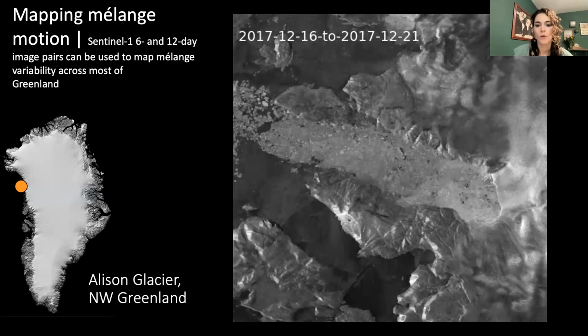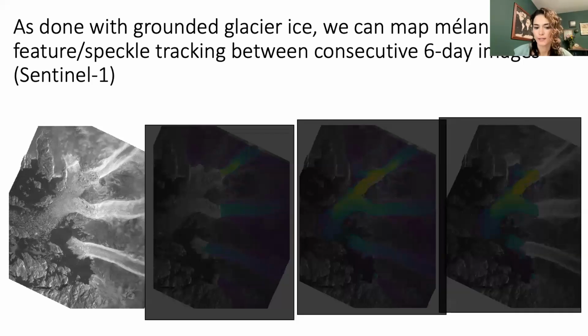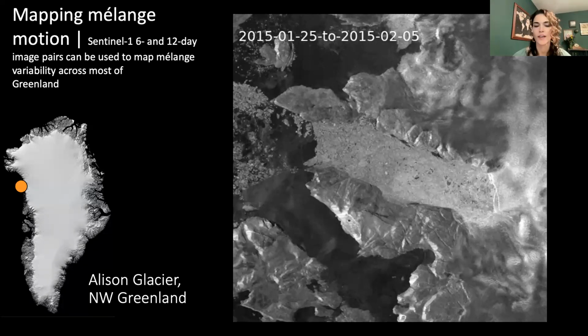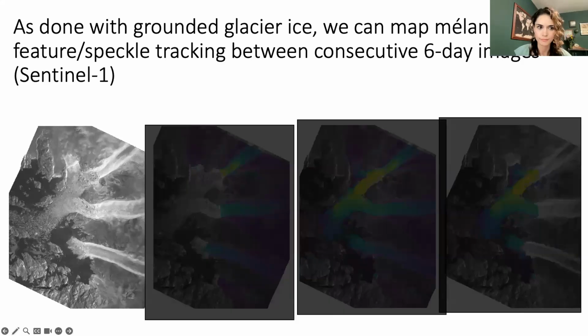The way that we look at this first is that the approach is to map mélange motion, or map the extent of mélange. Can we get a handle on how mélange varies over time and start to understand if it does in fact correlate with changes in the calving front positions? Just like I showed how we can use imagery from satellite data sets to understand how fast the ice is flowing, we can apply those same techniques to understand how the mélange is flowing.